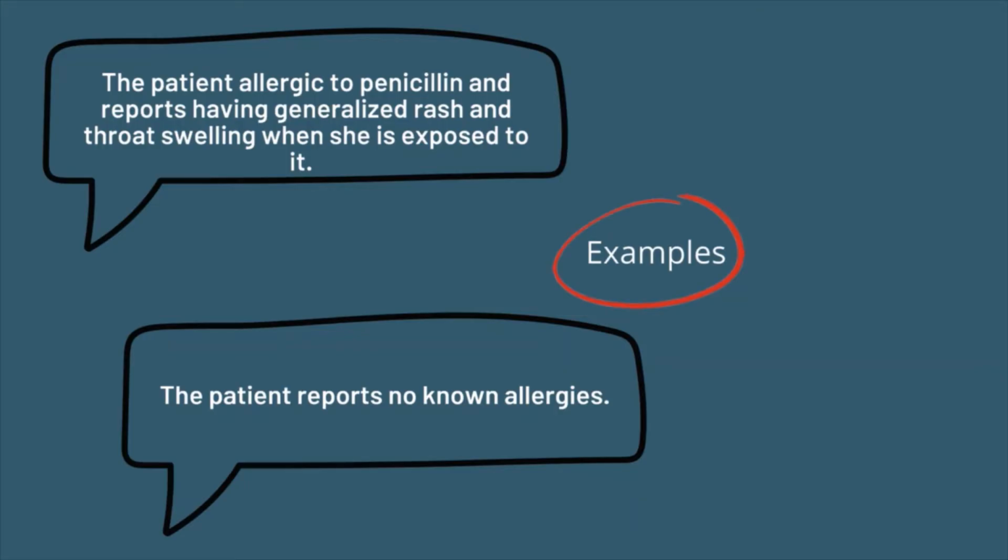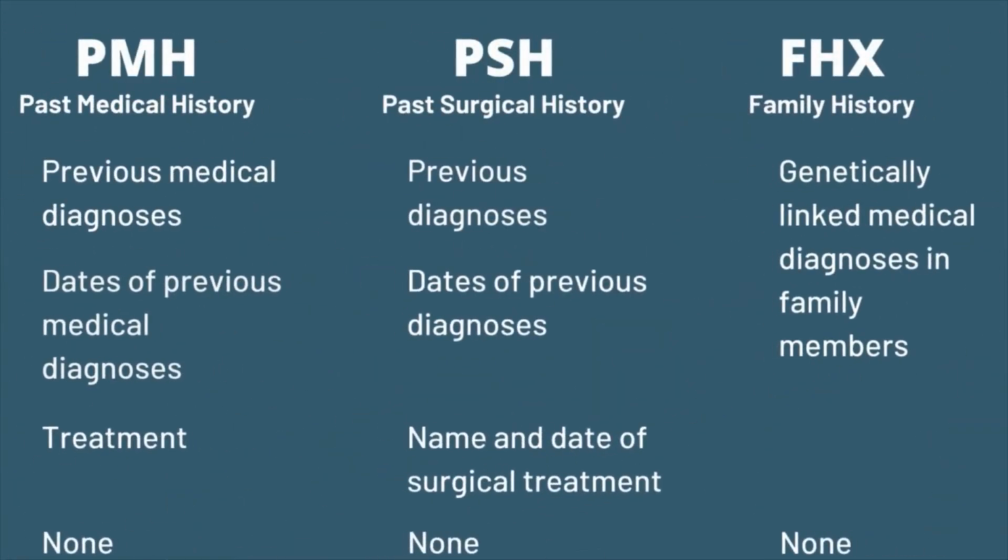You should move into the past medical and past surgical histories and the family history of illness next. When presenting the past medical history, give an organized report to include previous medical diagnoses, when the diagnoses were made, and how they were treated or how they are being treated in the case of chronic illnesses. Your report on the past surgical history should be organized. Report on previous medical diagnoses, when the diagnoses were made, and how the conditions were surgically managed.